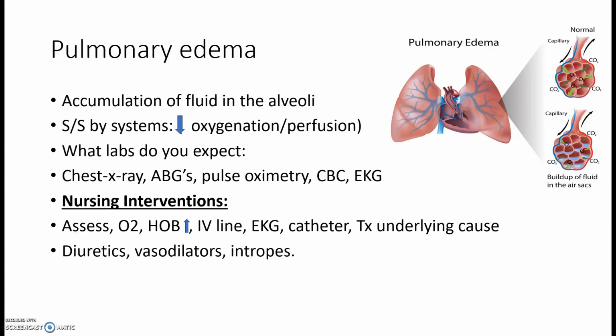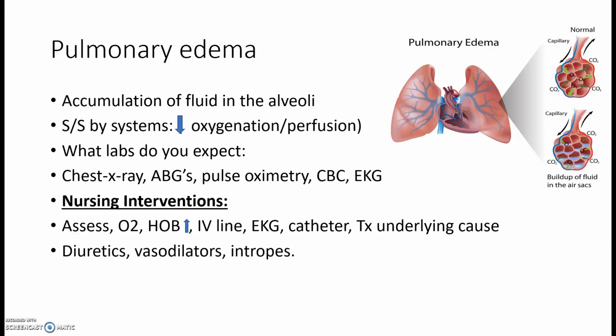What labs do you expect the physician will order? Well, he wants to look at chest x-ray, which will show fluid accumulation in the lungs. He wants to look at ABGs and see changes in PaO2, or concentration of free oxygen in the blood, as well as SaO2, concentration of oxygen on hemoglobin. Look at carbon dioxide and bicarbonate to see if there is a respiratory or metabolic shift.